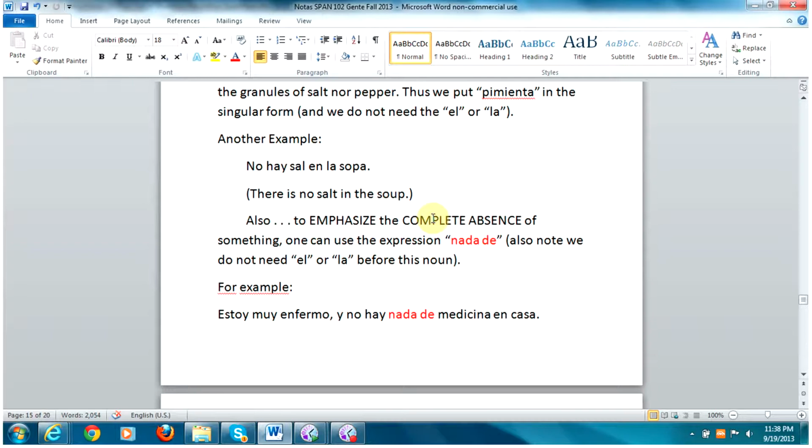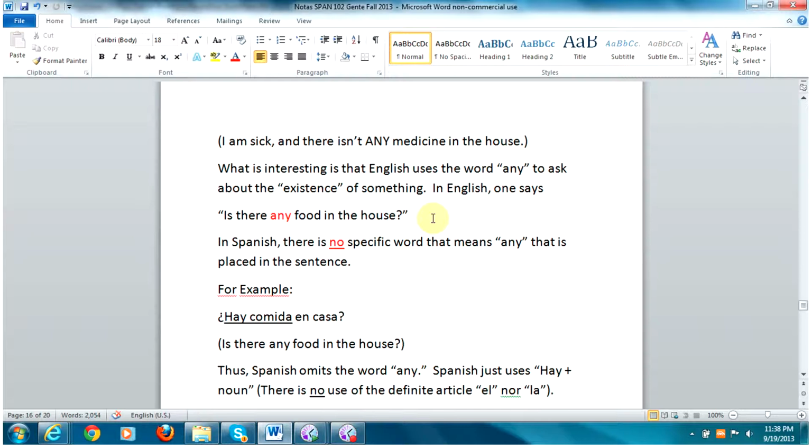Also, we can emphasize the complete absence of something by adding the words nada de. Again, we still do not need el or la before the noun. For example, estoy muy enfermo y no hay nada de medicina en casa. In English, I'm sick and there isn't any medicine in the house.